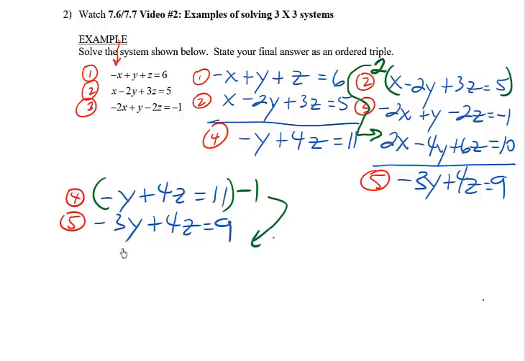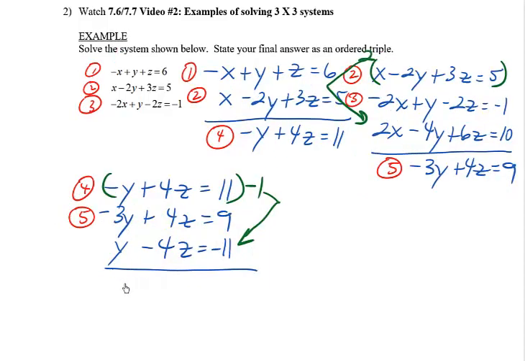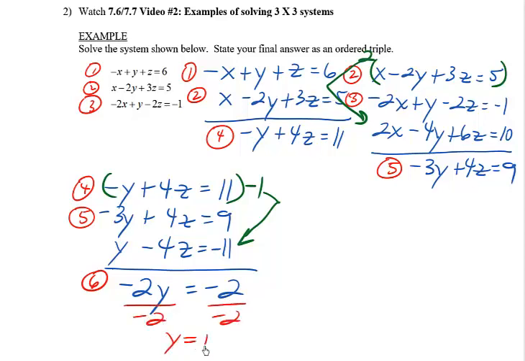That equation would now be positive y minus 4z equals negative 11. And now if I add together these two equations, that gives me negative 2y equals negative 2. That's equation 6. That's the one I'm always hoping to get to, the one where there's only one letter, because then I know that I'm basically done. Divide both sides by negative 2 here. My first answer is y equals 1.